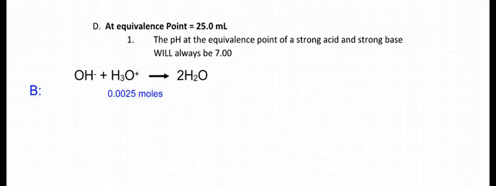So we are at the equivalence point now. We've added 5 more mL, so now we're at the magical 25 mL that we talked about before. And we said the pH at the equivalence point of a strong acid and strong base, not always, always, always, but in this case, will always be 7.